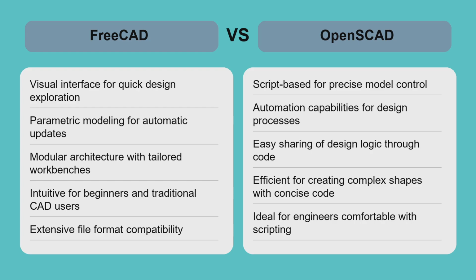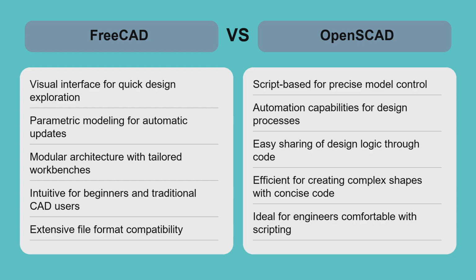Performance-wise, OpenSCAD handles simple to moderate models efficiently, but can slow down with very complex scripts. FreeCAD may struggle with very large assemblies, but offers more design flexibility. Choosing between them depends on whether you prioritize hands-on modeling or code-based precision.